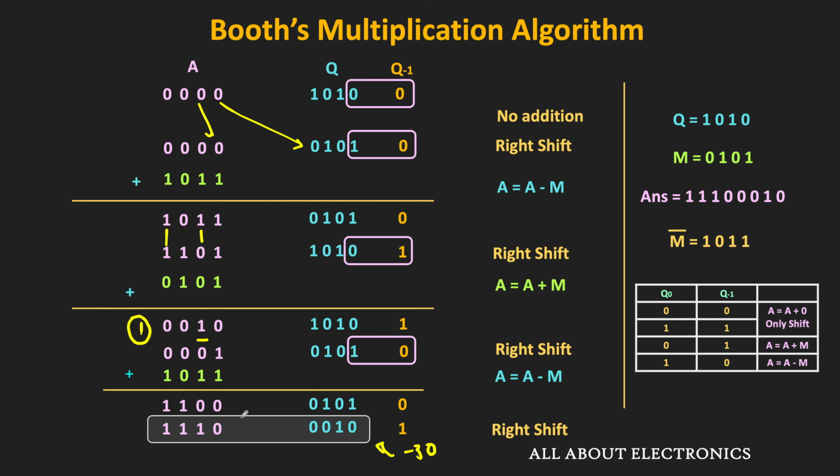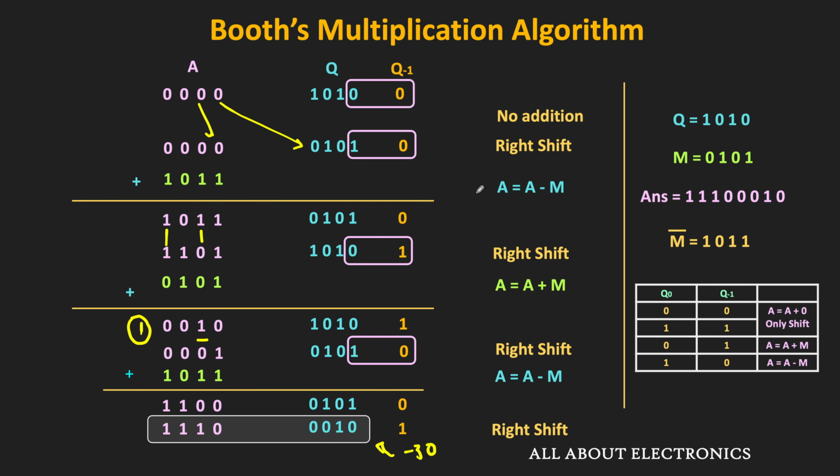So as you can see, in this Booth's algorithm, in each iteration, this Q0 and the Q minus 1 will be compared. And based on that, either addition, subtraction or no arithmetic operation will be performed. And after checking that, the arithmetic right shift operation will be performed.